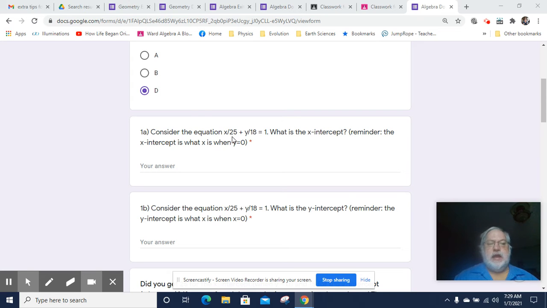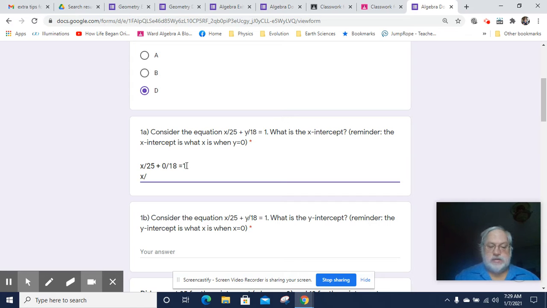So here, number 1a, I've got the equation x over 25 plus y over 18 equals 1. And what's the x-intercept? Remember, the x-intercept is what x is when y is 0. So since y has to be 0, we can just get rid of the y over 18 part. We have x over 25 plus 0 over 18, and we don't care about 0 over 18, so we can just eliminate it. So we really are just dealing with x over 25 plus 1, equals 1.